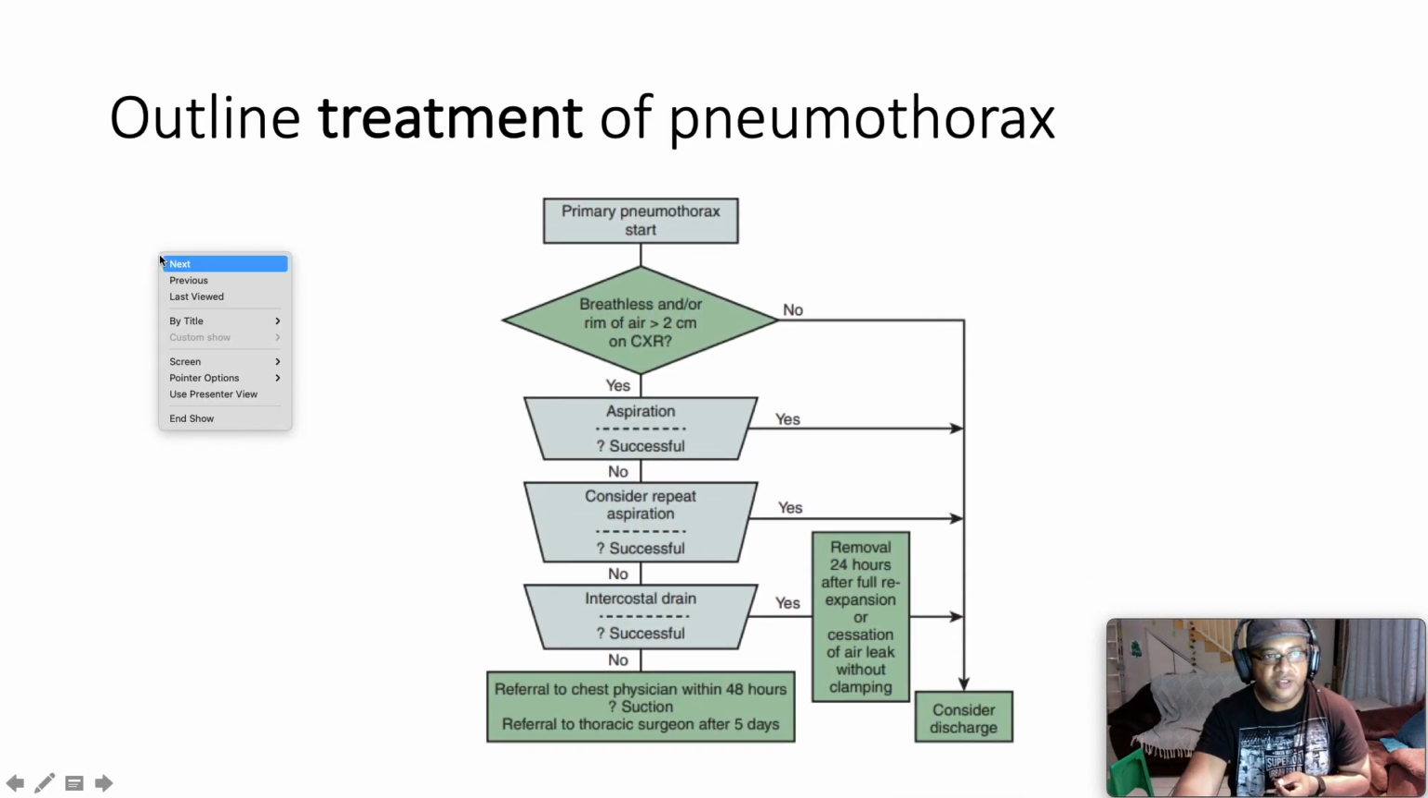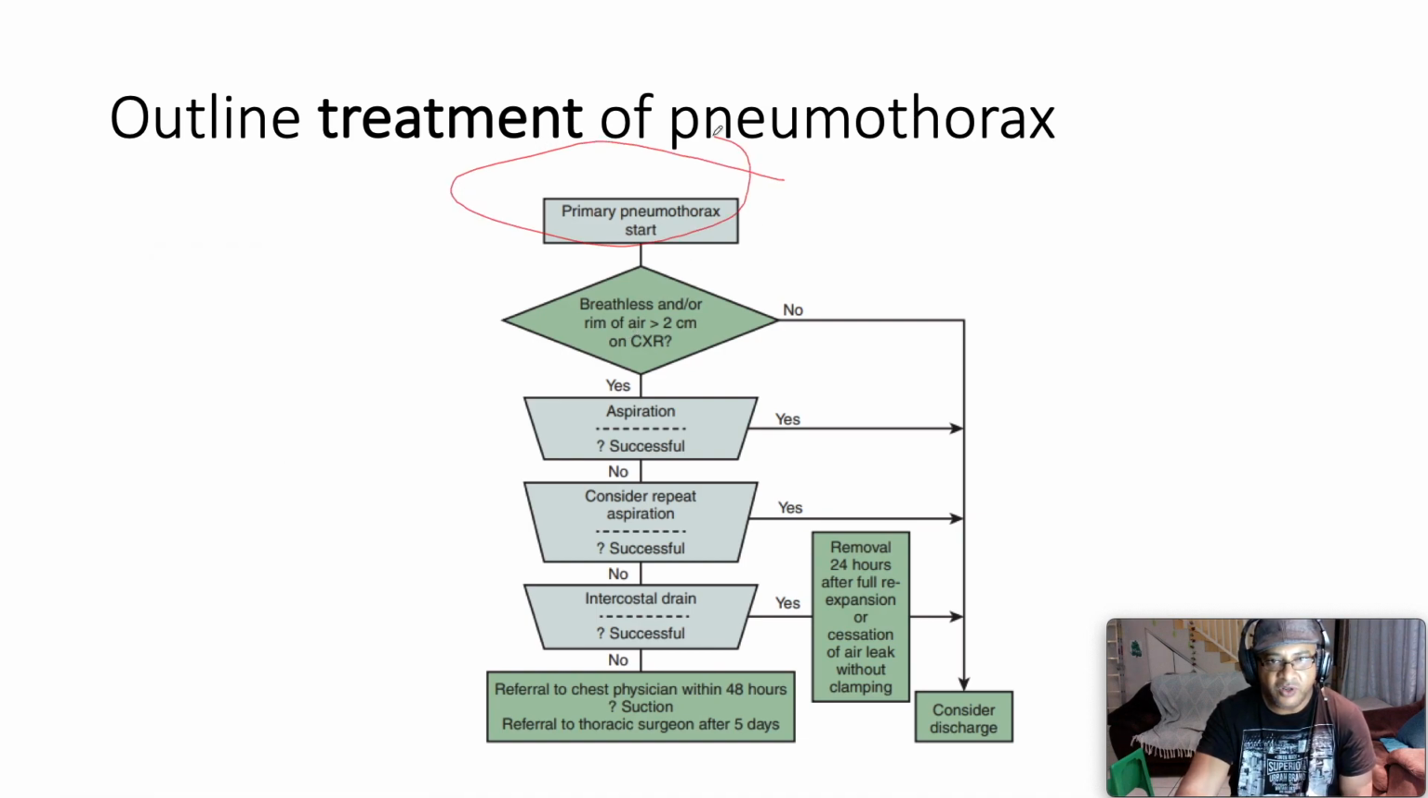We can use this handy algorithmic guideline here. If you've got a primary pneumothorax, you ask yourself, is the patient breathless or is there a rim of air above 2 centimeters on the chest X-ray? If your answer is no, then simply consider discharge, observe them for a bit. But if the answer is yes, you try an aspiration. If it was successful, then you consider discharge. But if aspiration is not successful, consider repeat aspiration. And if that's unsuccessful, formal intercostal chest drain.